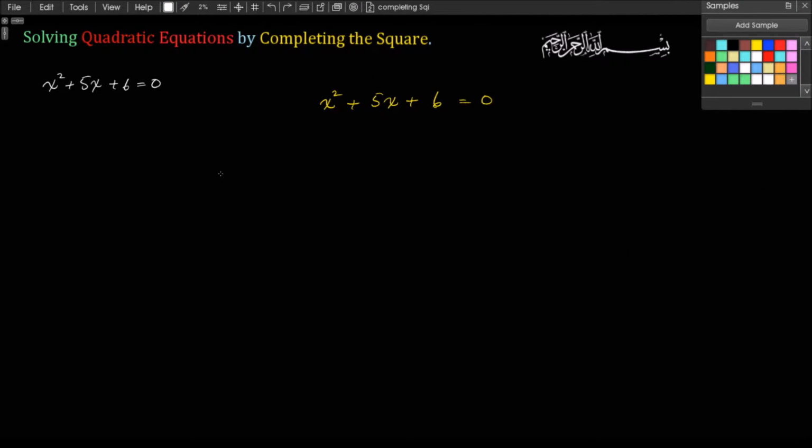Okay, so I have rewritten the question here twice. The first time, I'm just going to solve it by factoring. And here it is.